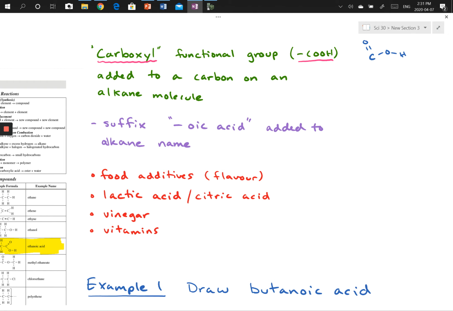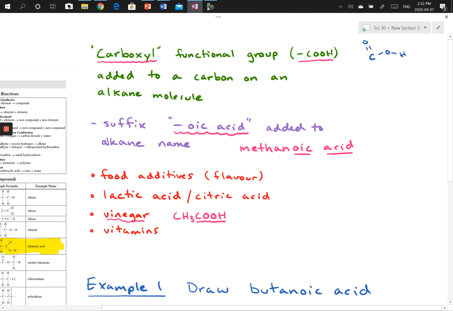So let's look at the naming first. When I add this carboxyl group to a molecule, the end of my alkane name is going to be changed. I'm going to add "oic acid" at the end. So if I had a 1 carbon carboxylic acid, it would be called meth. We're going to drop the E from methane, and add oic acid. So that would be the name for a 1 carbon carboxylic acid.